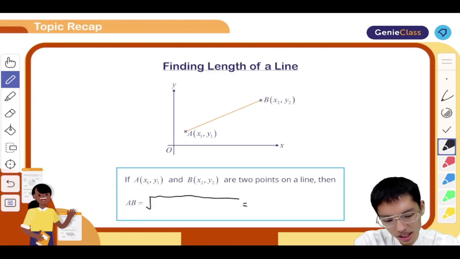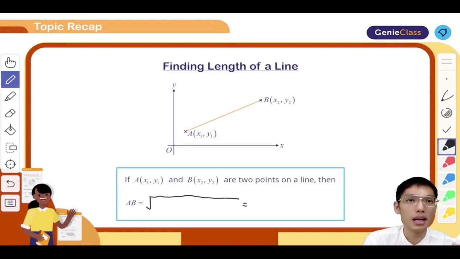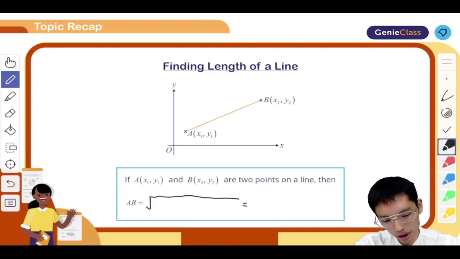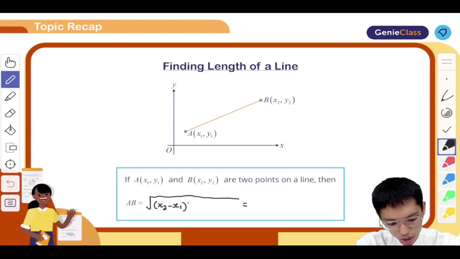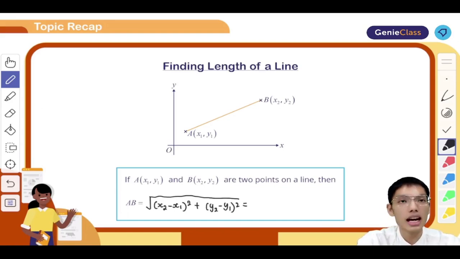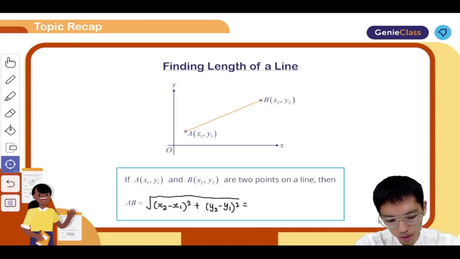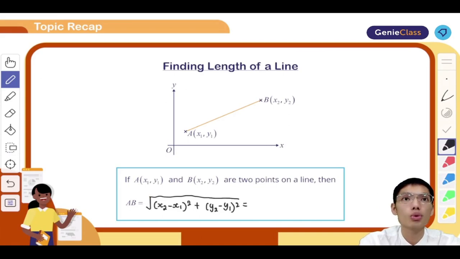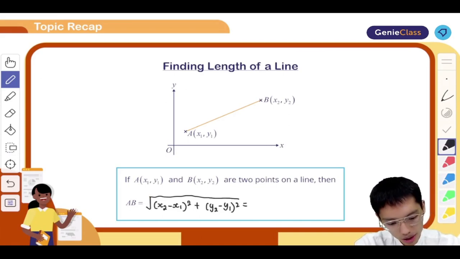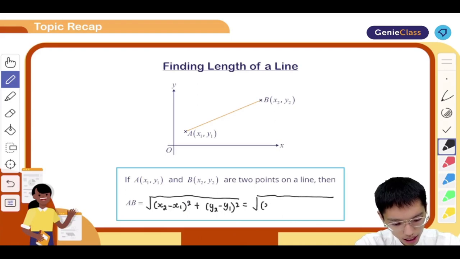So Pythagoras tells us that if we apply a squared plus b squared, your a squared is the distance (x2 minus x1) squared, plus b squared, which is your (y2 minus y1) squared. This is none other than AB squared. If I square both sides, it removes the square root. Or in this case, you can write it the other way around as well, just switching your x1 minus x2 and y1 minus y2.